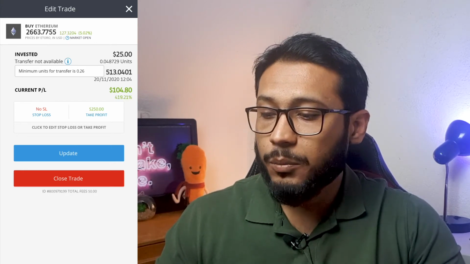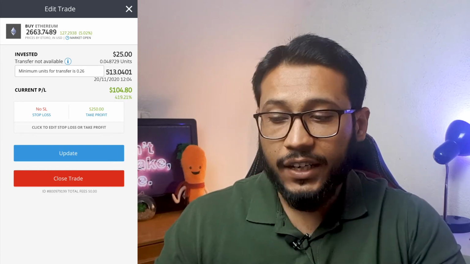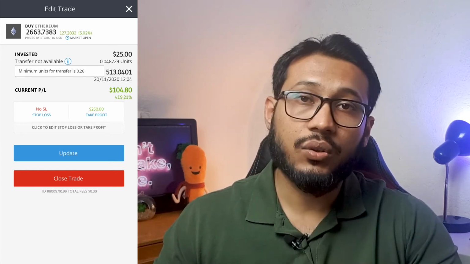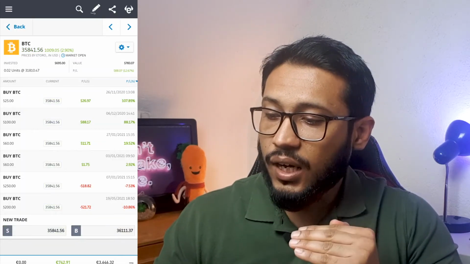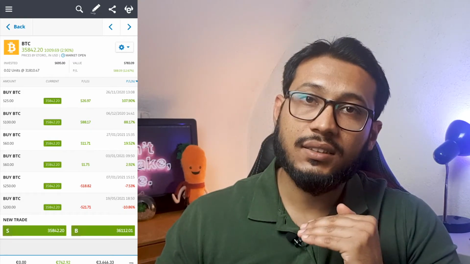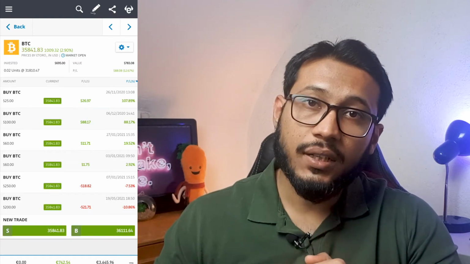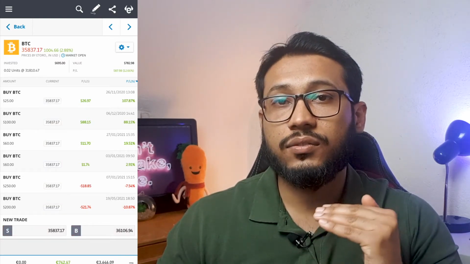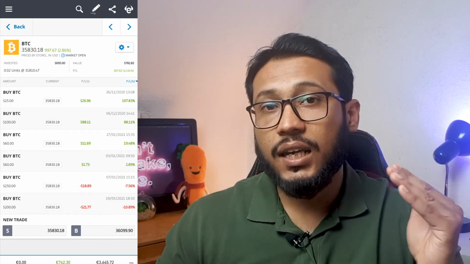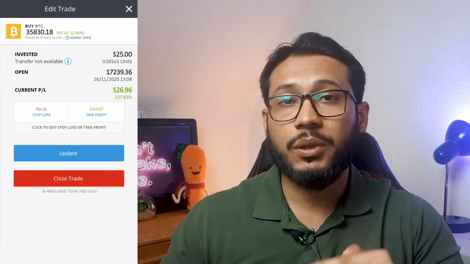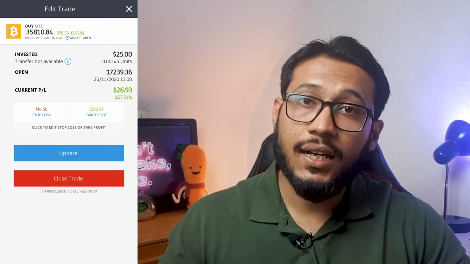At this moment, the minimum units for transfer is 0.26 Ethereum, and I cannot transfer this cryptocurrency out into the eToro money wallet. If you have a look here, all of my Bitcoin trades are more than the minimum amount that is needed to transfer, but this does not work out because each trade that I have opened needs to be more than the minimum amount of transfer limit. So I cannot simply transfer all of my trades if each individual trade is less than the minimum amount. So you need to be careful about that. At the moment, I do not have any trades that are eligible for transfer.